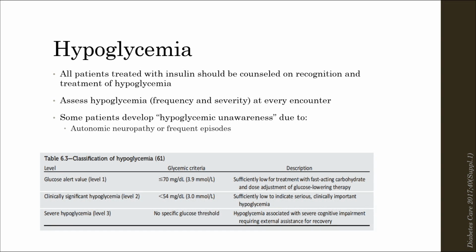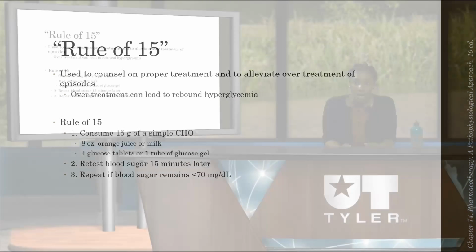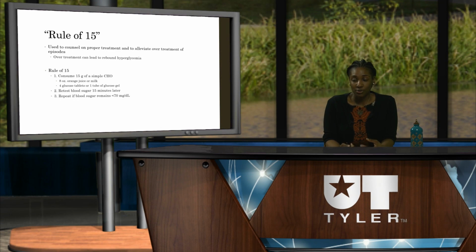So if you look here on the chart, really just the first line is the main one I want to point out. If your glucose level is less than 70, that's clinically significant, and that clinically indicates that the patient is hypoglycemic. The rule of 15, so this just goes through how to treat a patient with hypoglycemia. It's pretty self-explanatory, so I'm not going to go through that right now for the sake of time. But essentially, you treat with 15 grams of carbs, and then you check your blood sugar 15 minutes later.